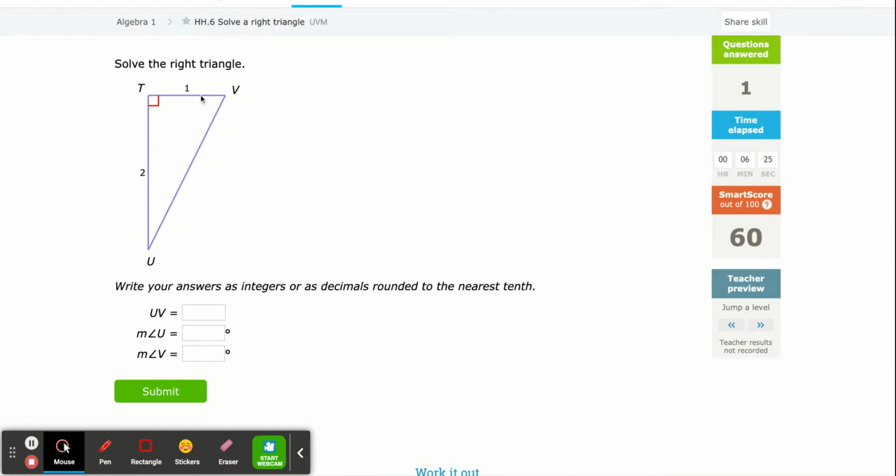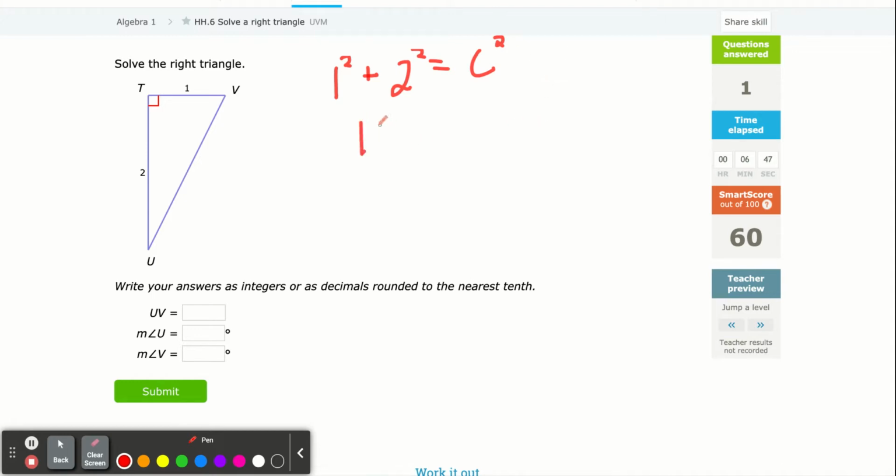Now here's a triangle where they don't give us either angle, but they do give us two side lengths. So the first thing I would probably do is find the length of UV using Pythagorean's theorem. I'm going to do 1 squared plus 2 squared, because those are my shortest sides, equals my hypotenuse squared, because remember the hypotenuse is always the longest side. So I get 1 plus 4 equals c squared, or 5 equals c squared, or c equals the square root of 5.